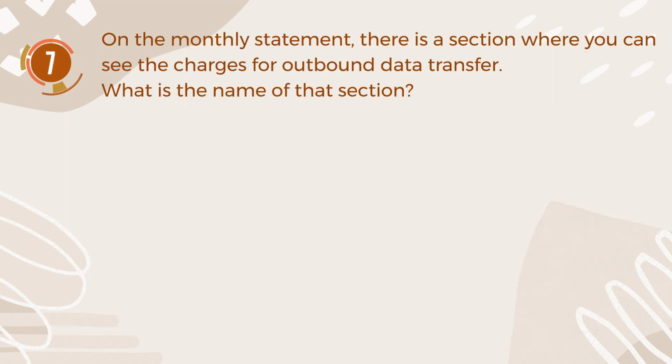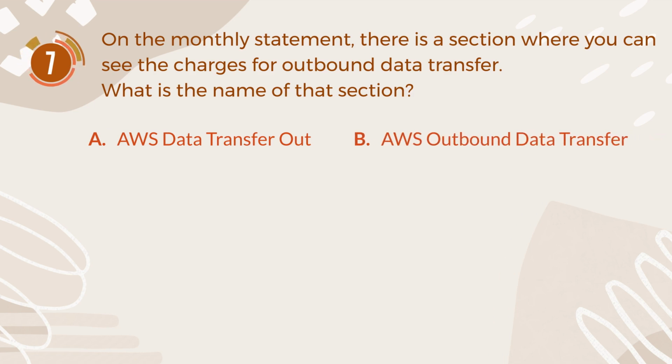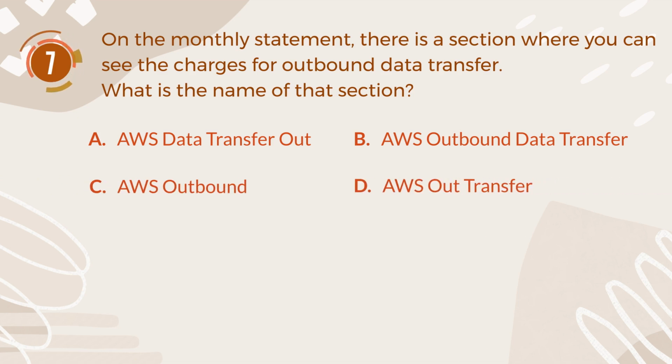Number 7. On the monthly statement, there is a section where you can see the charges for outbound data transfer. What is the name of that section? A. AWS Data Transfer Out. B. AWS Outbound Data Transfer. C. AWS Outbound. D. AWS Out Transfer.